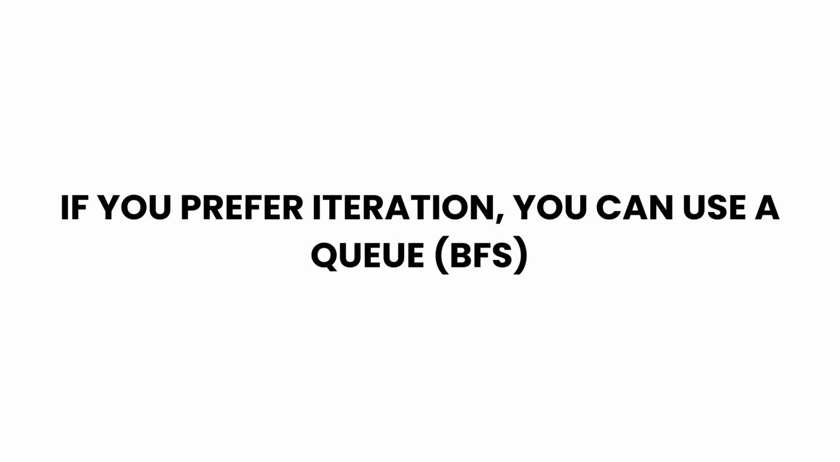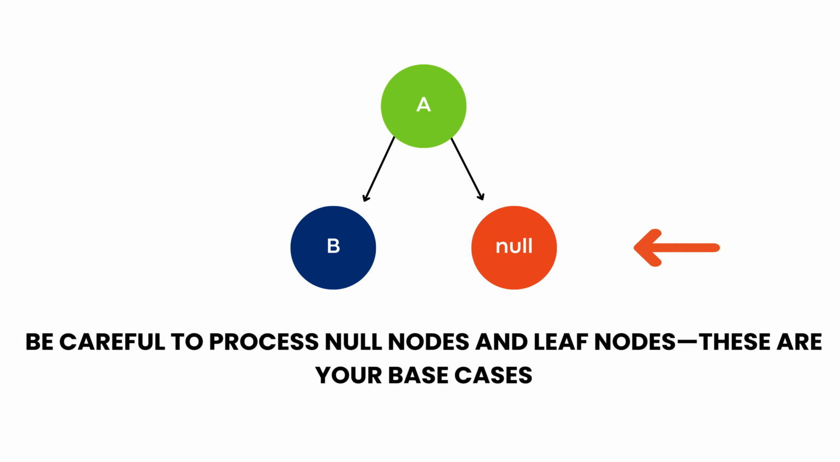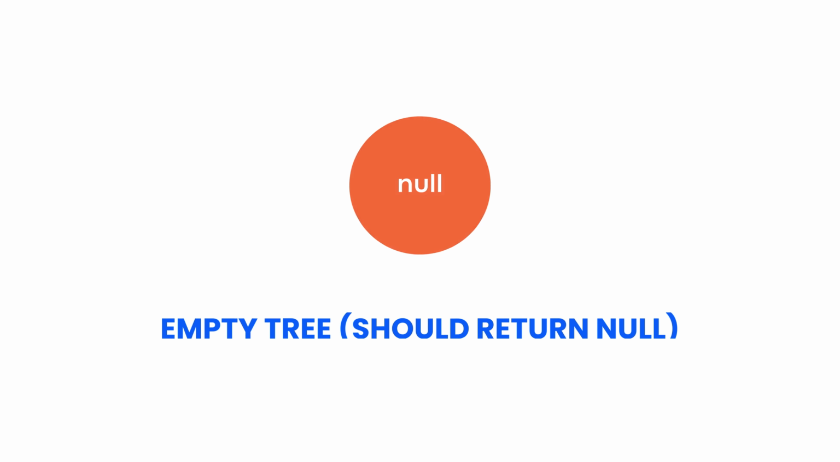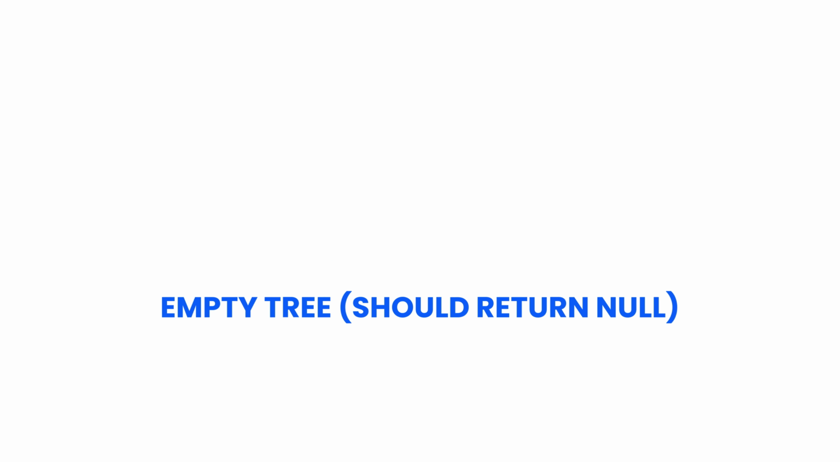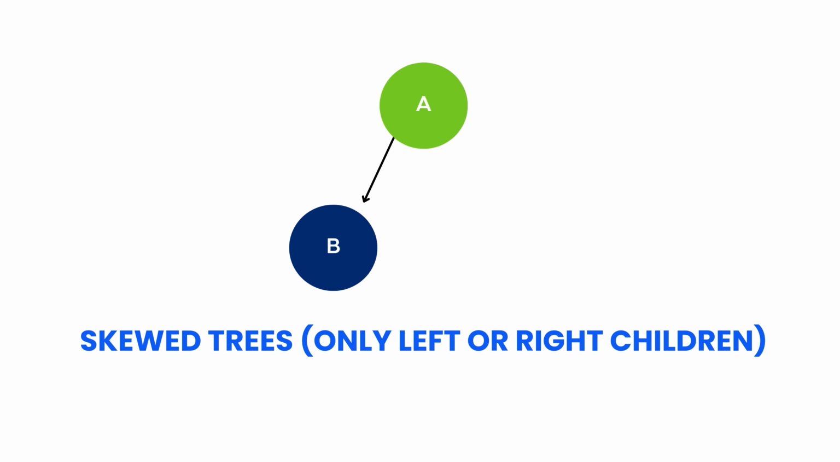Let's go deeper. If you prefer iteration, you can use a queue, BFS, but recursion matches how we mentally walk through a tree. Be careful to process null nodes and leaf nodes. These are your base cases. Here are some edge cases. Empty tree should return null. Single node should return the node itself. Skewed trees, only left or right children.